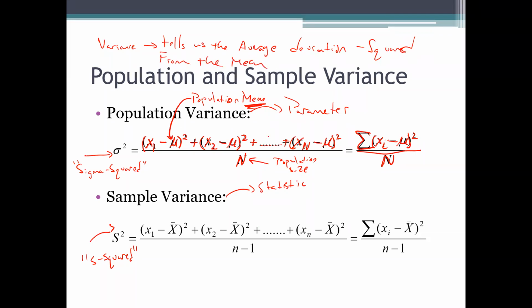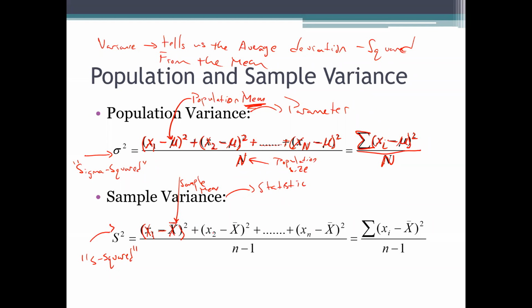Okay? And I'll explain the squared in a second. All right, the sample variance is a little different, and there's this notation down here I want to talk about, but it's the same basic concept. You take the first data value, you subtract away X bar, and remember X bar here is the sample mean.